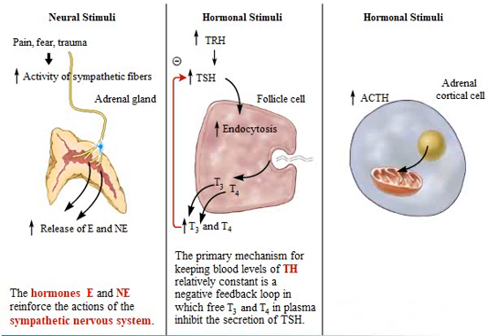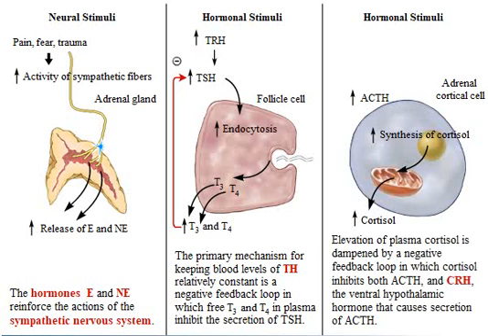Increased amounts of adrenocorticotropic hormone act on cells of the inner adrenal cortex to cause cholesterol to enter mitochondria and synthesis of cortisol to increase. Cortisol diffuses into the bloodstream. Elevation of plasma cortisol is dampened by a negative feedback loop in which cortisol inhibits both adrenocorticotropic hormone and corticotropin-releasing hormone, the ventral hypothalamic hormone that causes secretion of adrenocorticotropic hormone. Corticotropin-releasing hormone secretion follows a circadian rhythm that causes daily variability of cortisol in the absence of stress.